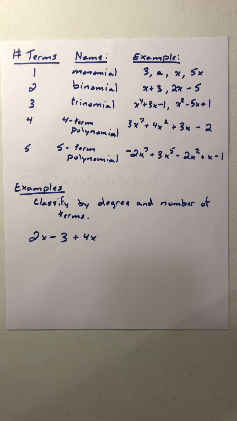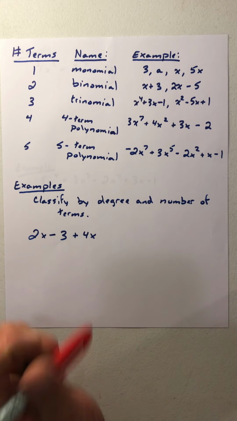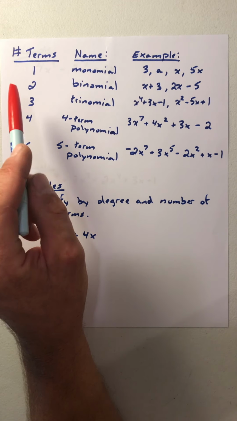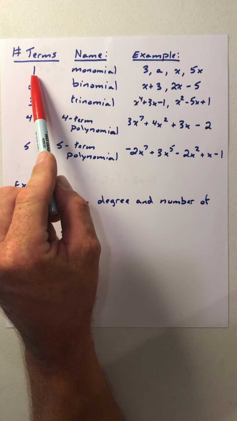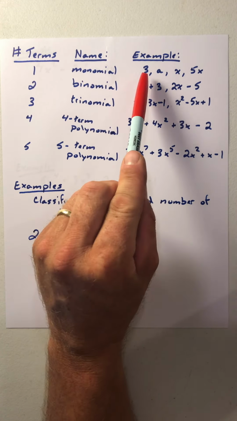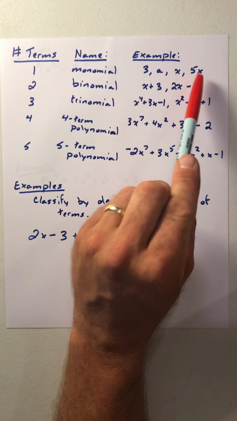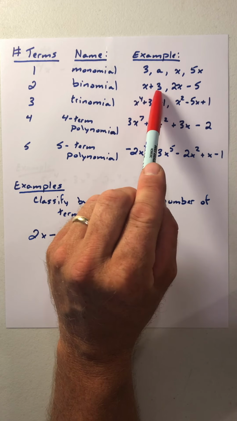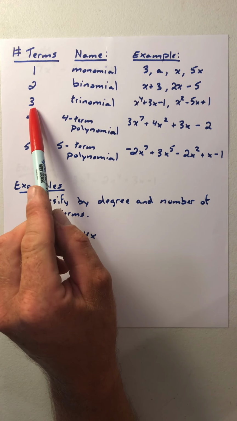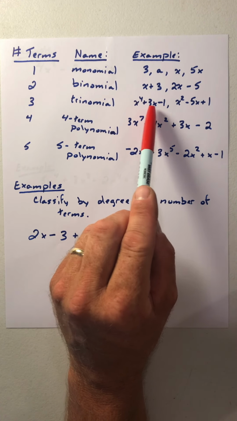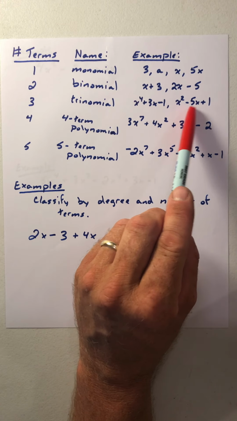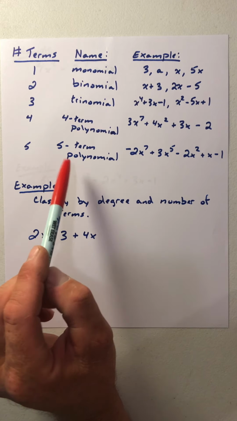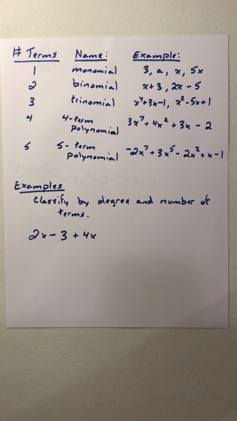We can also do the number of terms. Hopefully these names are familiar to you again, just to kind of review. One term is a monomial, so no plus or minus signs. 2 terms is a binomial, we'll have 1 plus or 1 minus sign. 3 terms is a trinomial, so we'll have 2 plus or minus signs. And then after that, we just kind of generically give them 4 term, 5 term, 6 term polynomials.